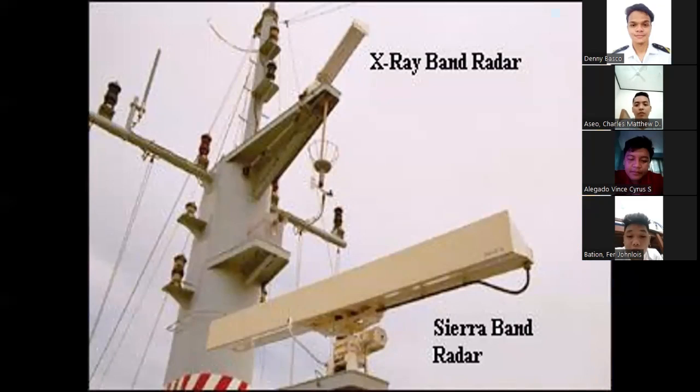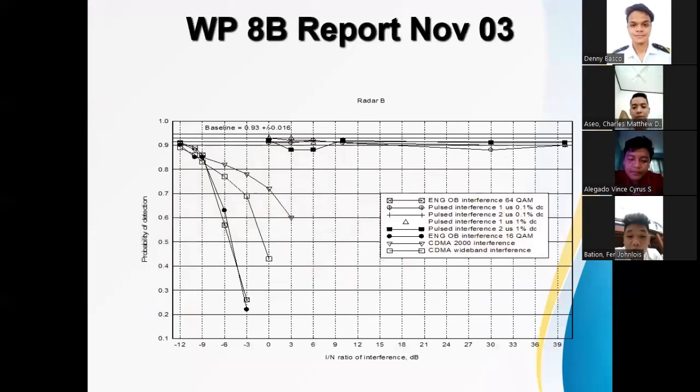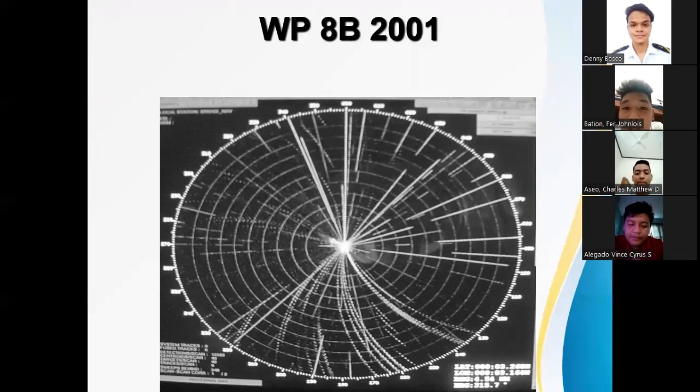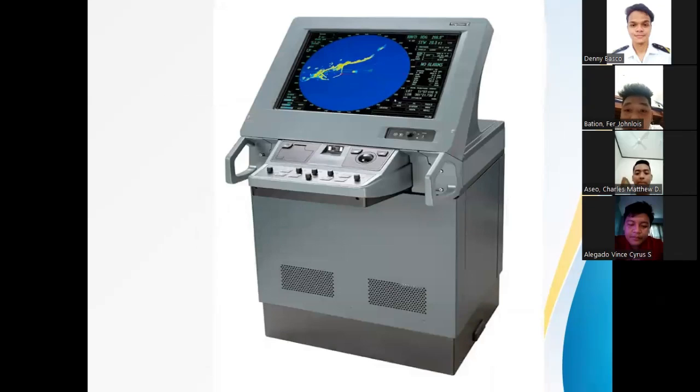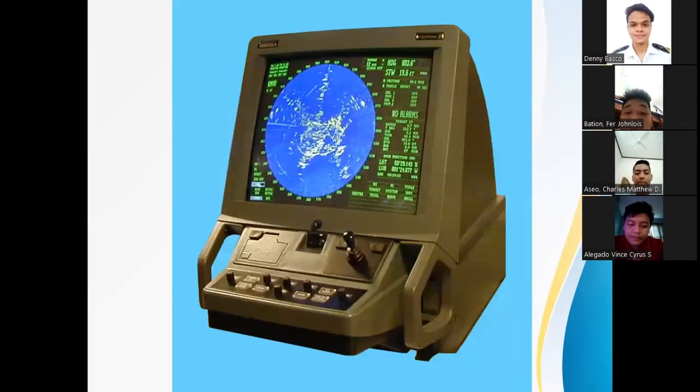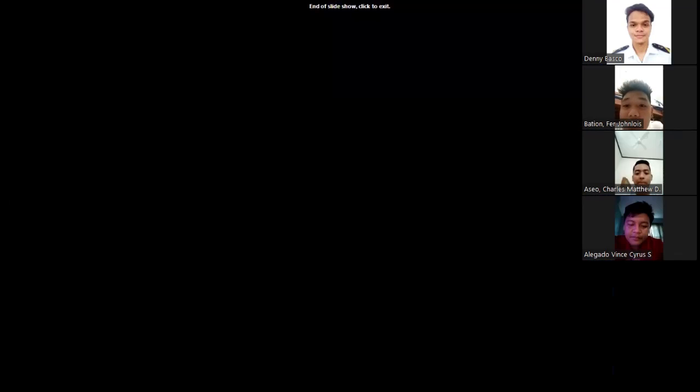This is the X-band radar and S-band radar. This is an example of a WP8P 2001. Next slide, please. This is an example of a navigational pilot house. Next slide, please. That's all, and thank you.